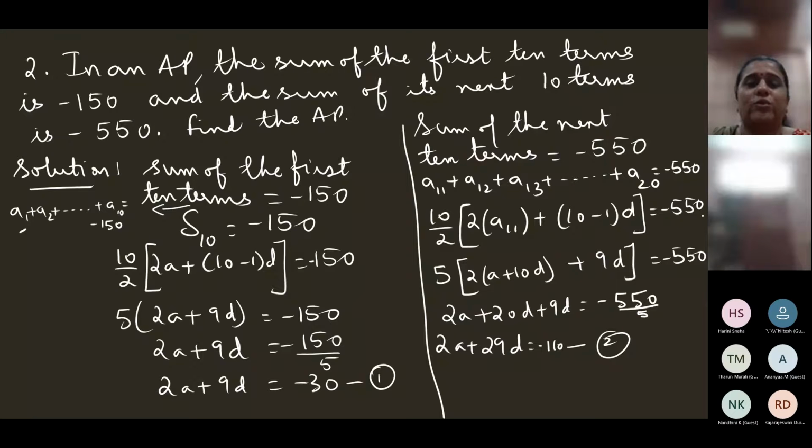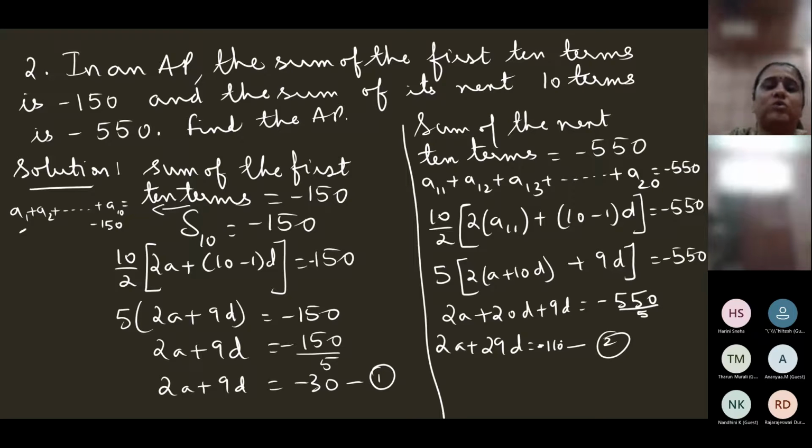You can do this in another way. I'll tell you that also. I wanted you to learn this first. So then you know how to simplify, because what is A11? A plus 10D. What is A11? A plus 11 minus 1 into D. A plus 10D. That's it. Just work and get the other equation. 2A plus 29D is equal to minus 110.